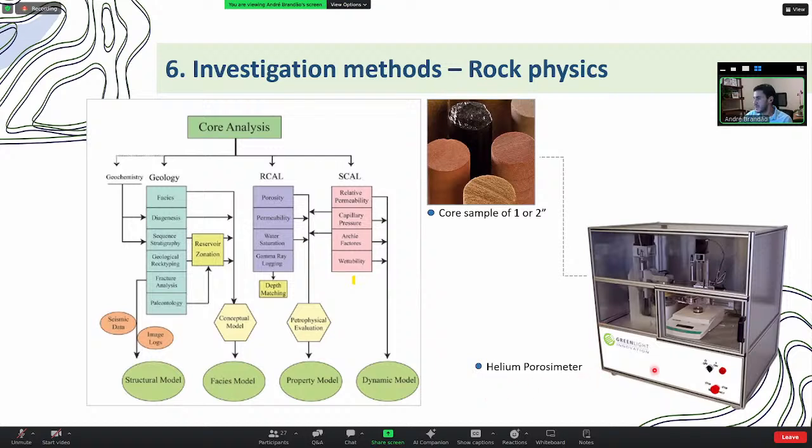In this case, I'm talking about helium porosimeter. Basically, we dry a core sample of 1 or 2 inches, and then we put it on this equipment, and it will start to inject helium. The amount of helium injected and the pressure until we get pressure equilibrium are measured, and this is a way we can calculate the porosity in samples like that.